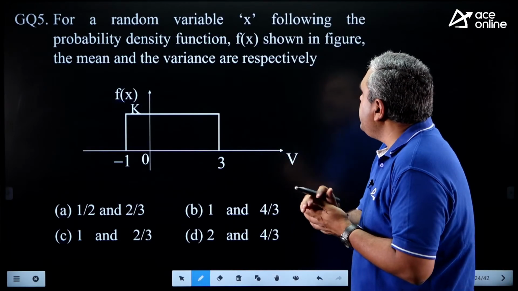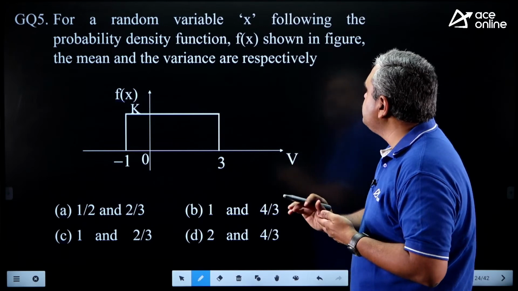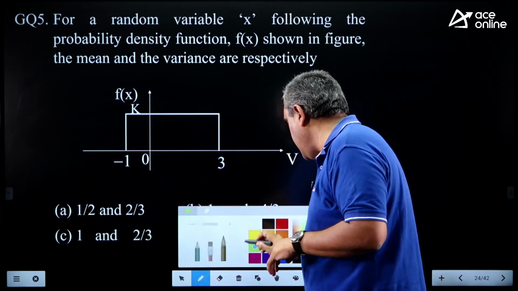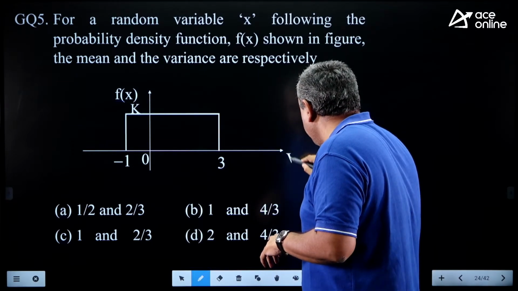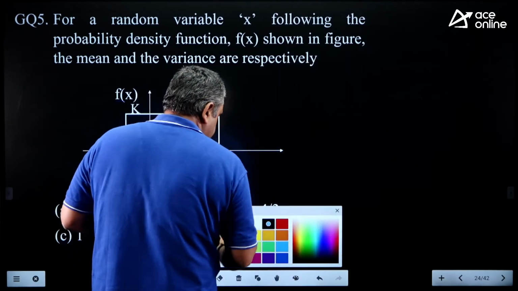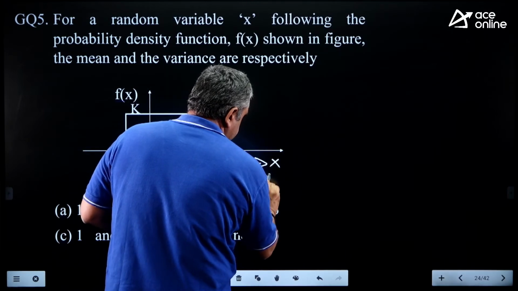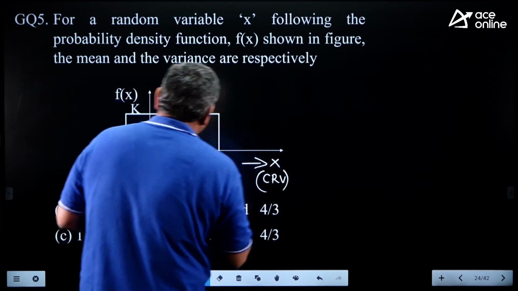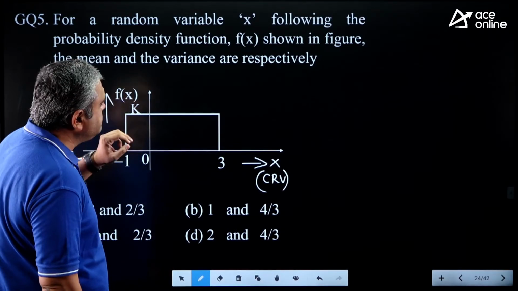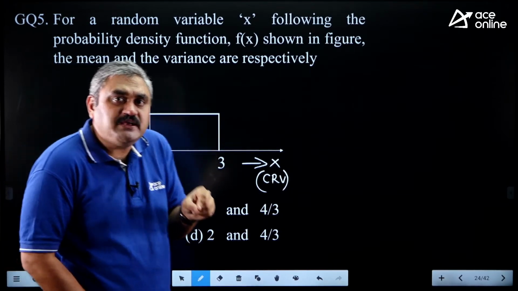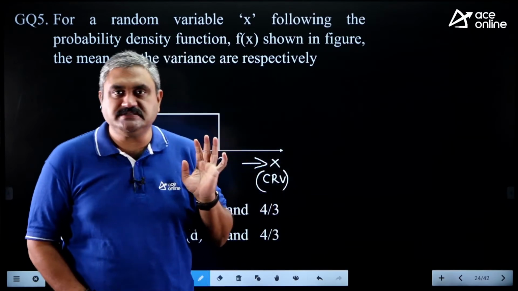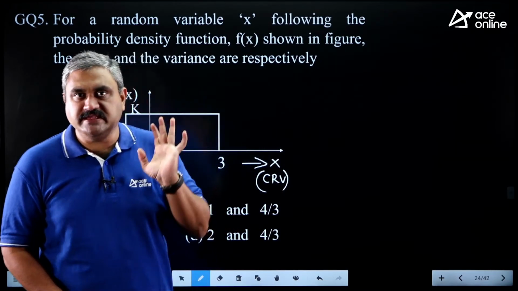See here, for a random variable x, the following probability density function is shown. So here the x-axis is your random variable x. On the x-axis, this is a continuous random variable, and on the y-axis you have its probability density function. Now what is he asking? They have mentioned it as moments. Moments are nothing but these statistical parameters: mean, mean square value, and variance.